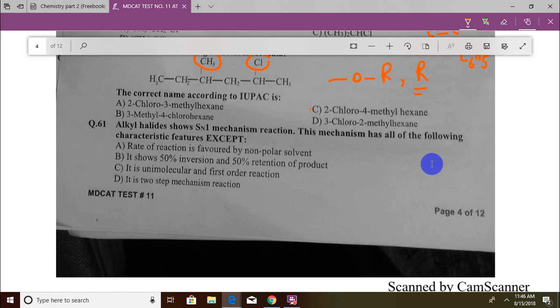That only leaves the first part. The rate of the reaction is favored by the non-polar solvent. You do tend to use water or alcohol, so that does not make much of any sense. So the A is incorrect.